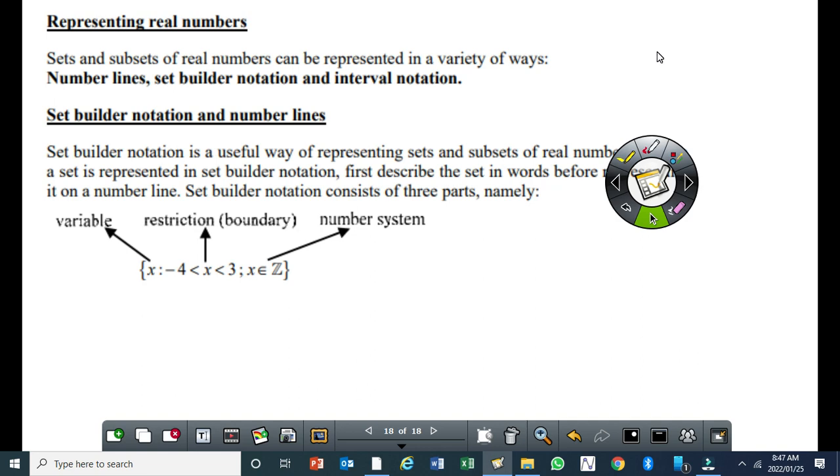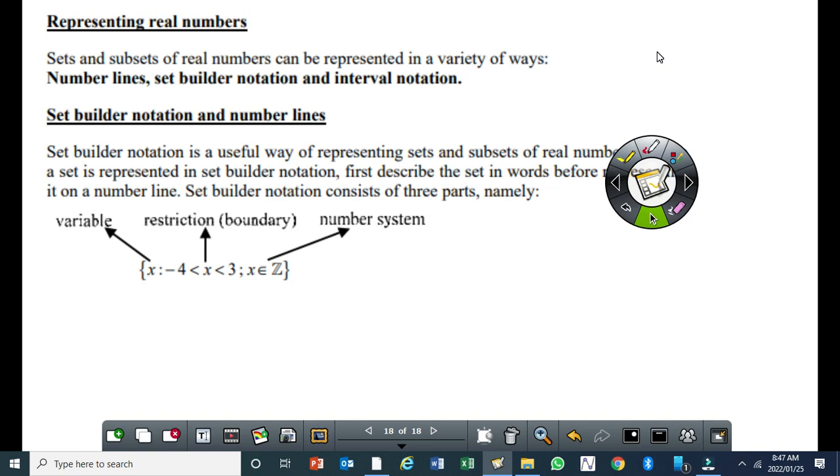So when we represent our real numbers, we are going to use three ways: number lines, set builder notation, and interval notation. The good thing is you at least know the number line from grade 8 and grade 9. Okay? The set builder and the interval notation are going to be new. Right, now we are going to start first with the set builder notation.